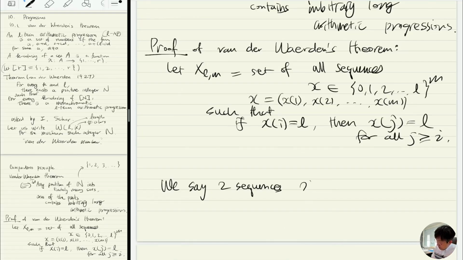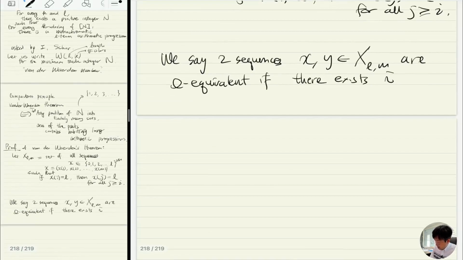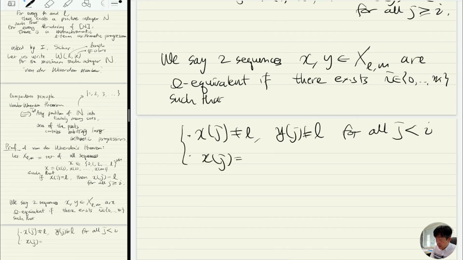Two sequences x and y in X_{L,M} are L-equivalent if there exists i in 0, 1, up to M, such that x_j is not equal to L and y_j is not equal to L for all j less than i, and x_j = y_j = L for all j greater than or equal to i.